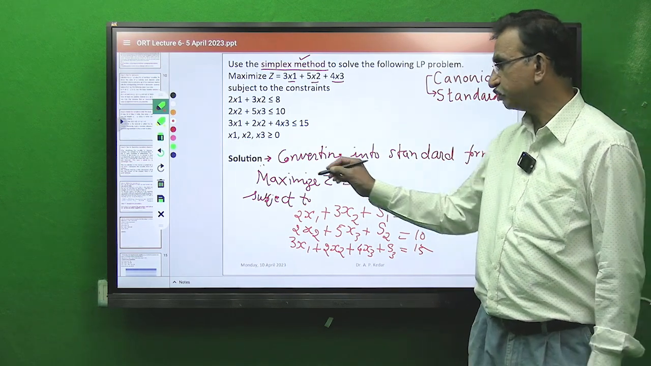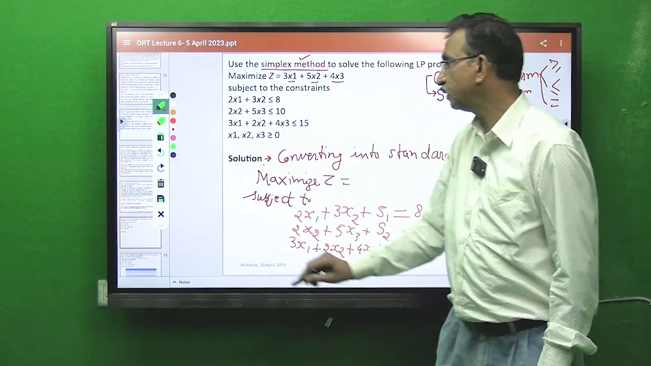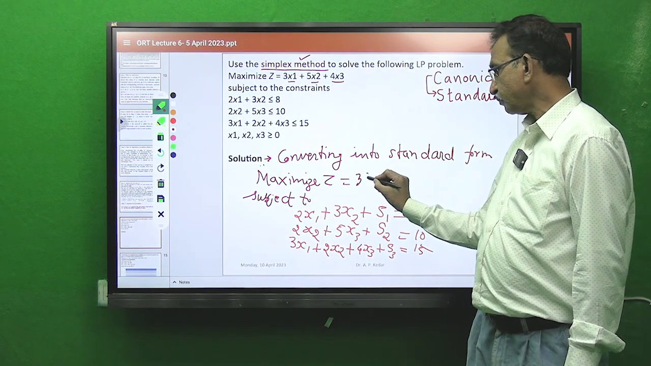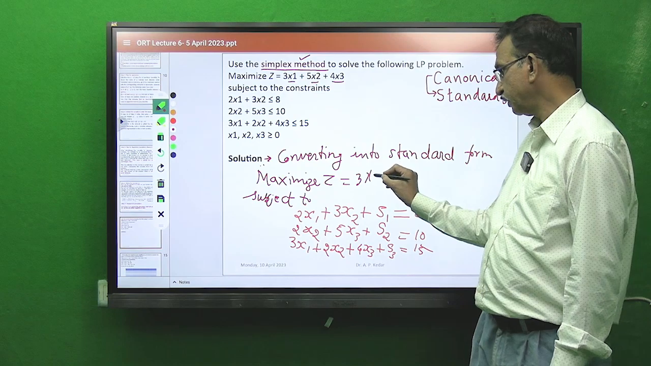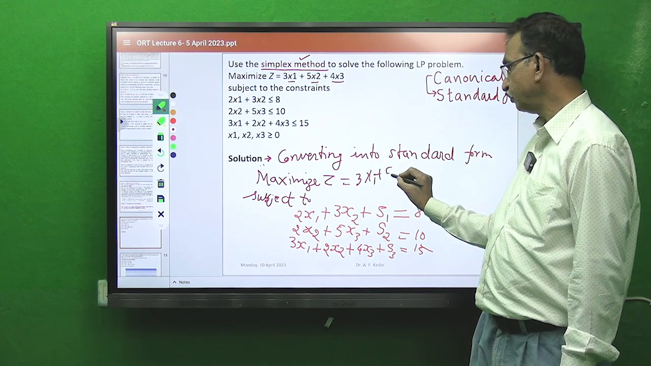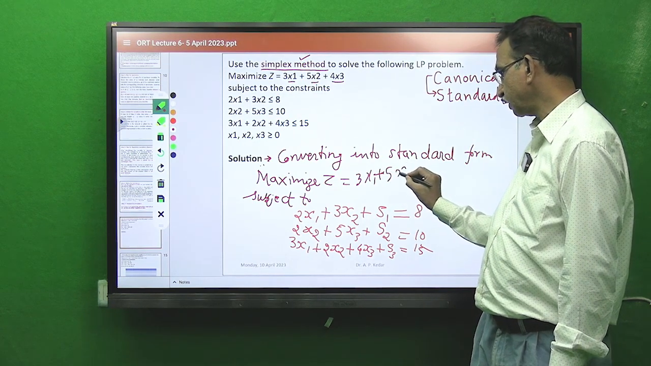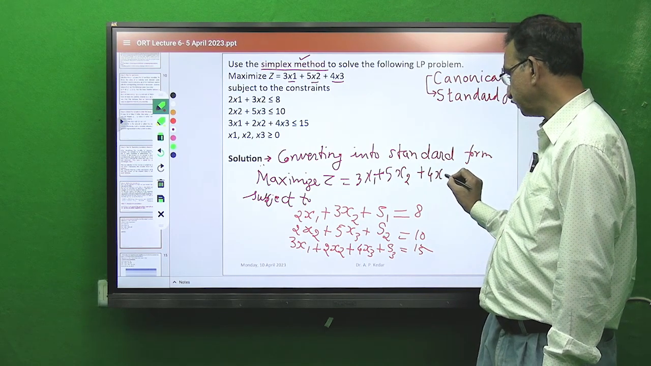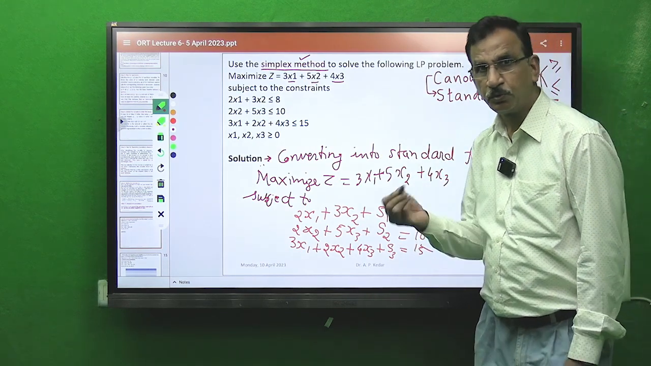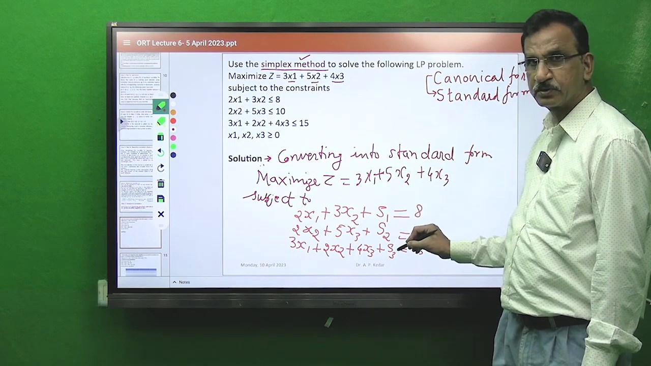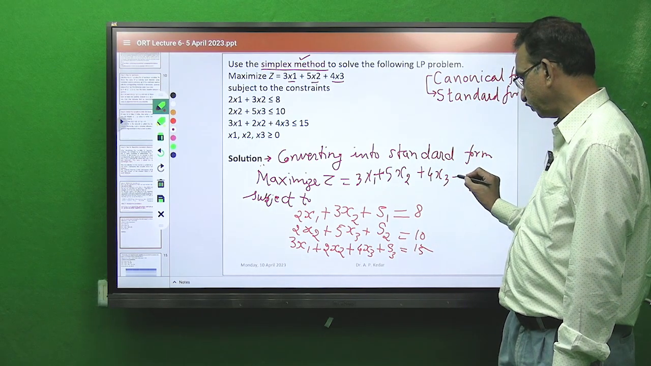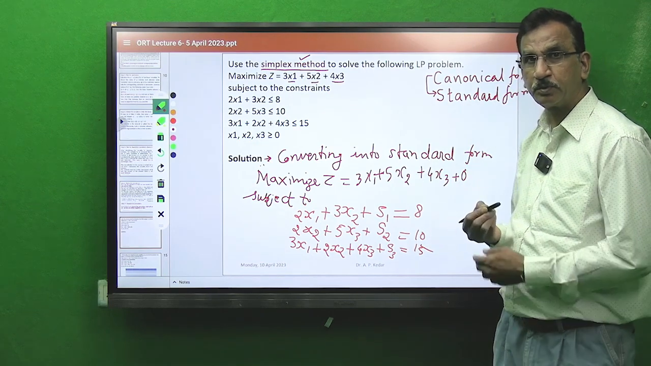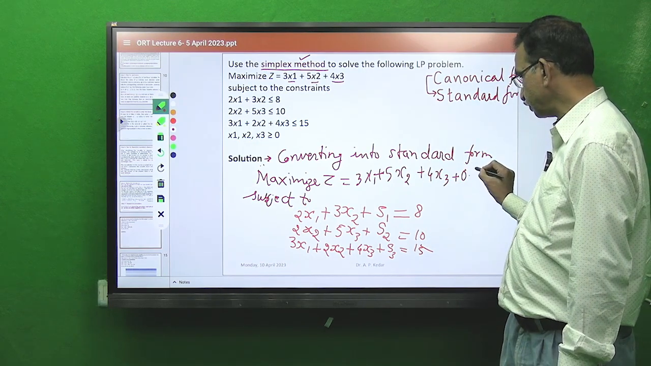So now I will write objective function. See here, originally we will write 3x1 plus 5x2 plus 4x3. This is original. Now you know that the profit associated with S, since it is not being actually produced, will be 0. So 0 into S1.